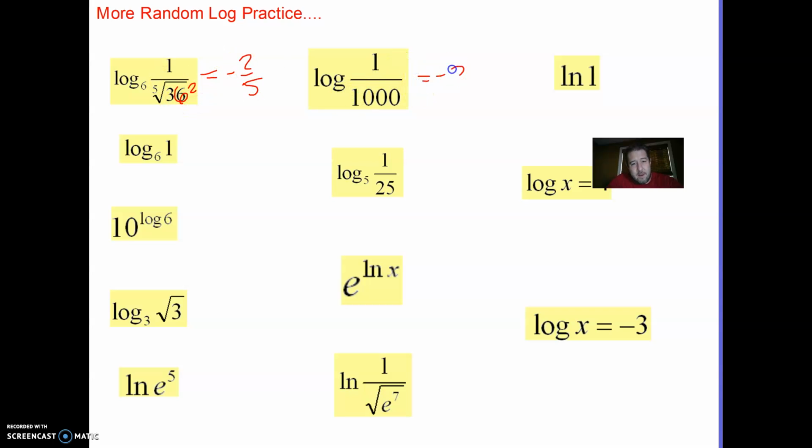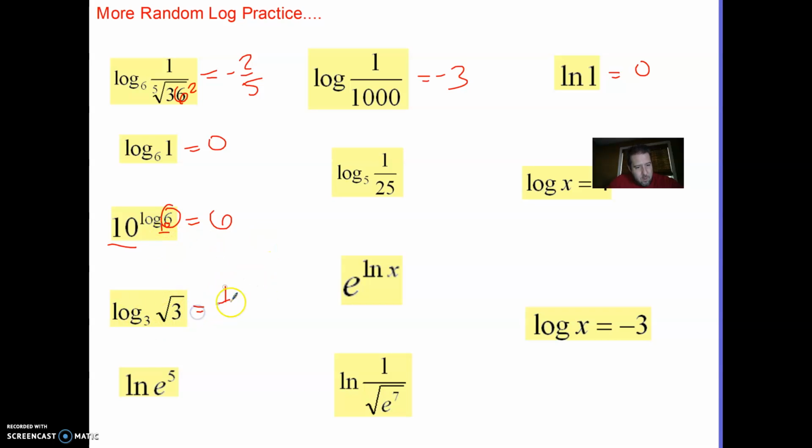10 to the negative 3rd power is this. This is e to the 0th power. This would be 6 to the 0th power. This is 10 to the log base 10 of 6, so that equals 6, because anytime... I'm sorry, I put a 6 right there. That's a common log, so that should be a 10. Anytime you have the exact same base here and here, then the x there is your answer.